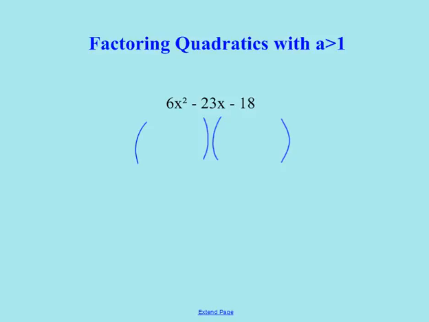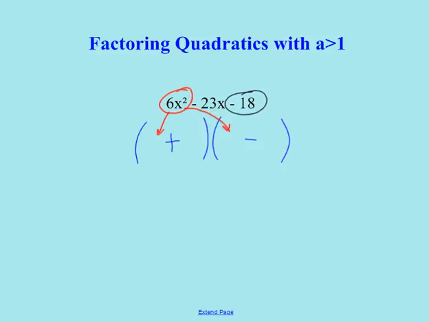You look at the second sign first, and if that second sign is negative, like in this case, you automatically have one positive and one negative sign in your two binomials. Now we can factor our first term, which in this case is the 6x squared. Those factors will go here and here. And then we'll be able to factor our last term, and those factors will go here and here.